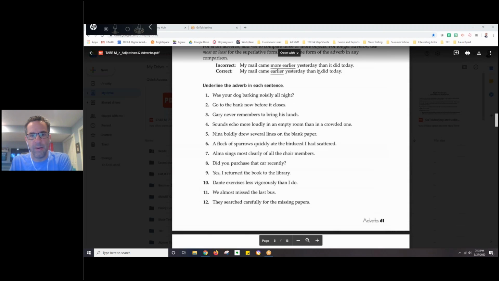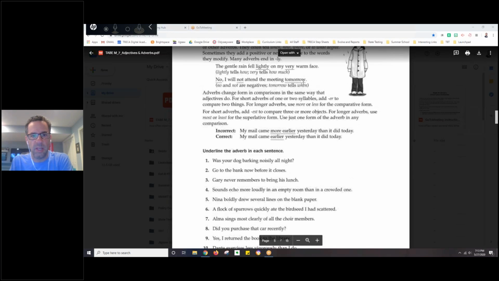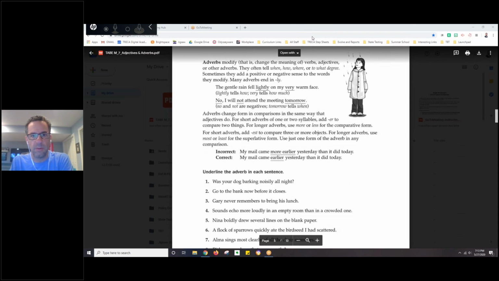We'll pick blue. Underline the adverb. Was your dog barking noisily all night? Let me scroll up, and we'll have the rules on our screen also. They often tell when, how, where, or to what degree. How was your dog barking? It was barking noisily. So that would be my first adverb for number 1. Was your dog barking noisily all night?